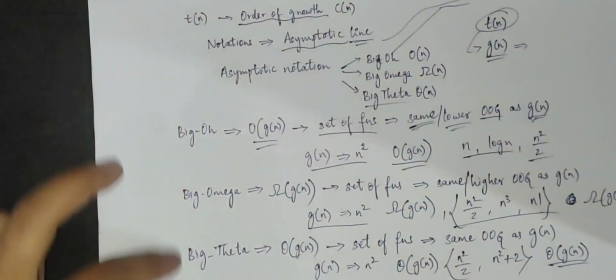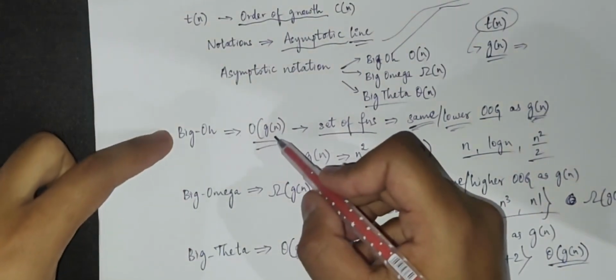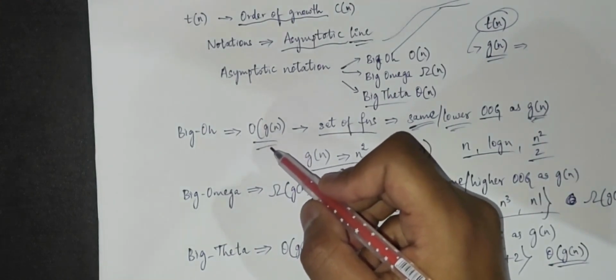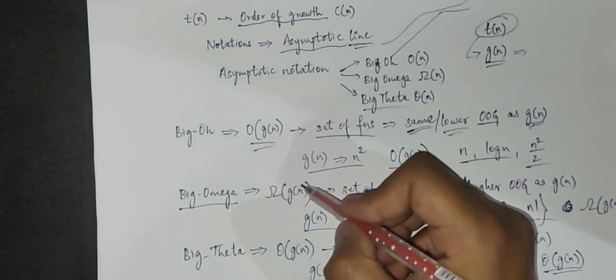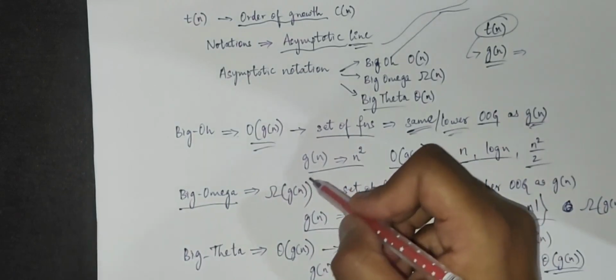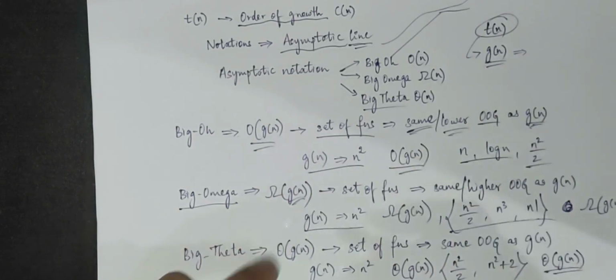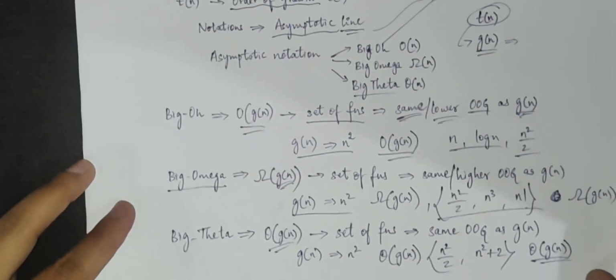So these were some of the informal definitions. Big O of g of n would have a set of functions which have either lower or the same order of growth as g of n. Big omega would have a set of functions which have an order of growth the same as g of n, or higher than g of n. And then big theta would have the same order of growth as g of n.